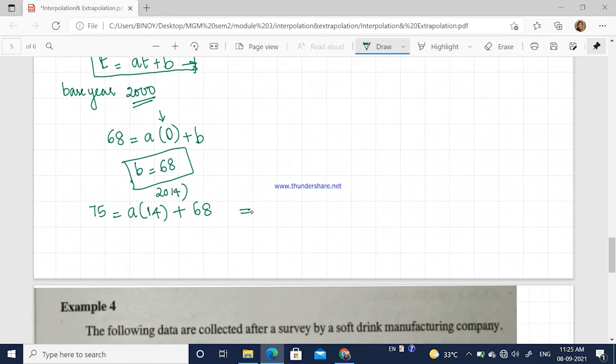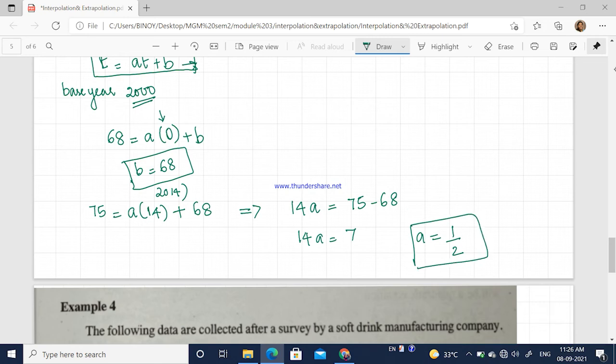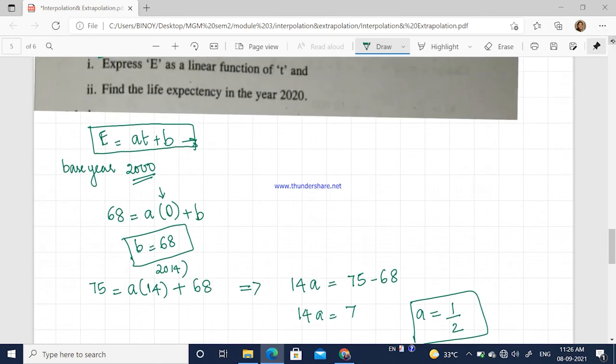So that implies 14A is equal to 75 minus 68. So 14A is equal to 7. So A is equal to 1 by 2. So the value of A is 1 by 2. The value of B is 68.